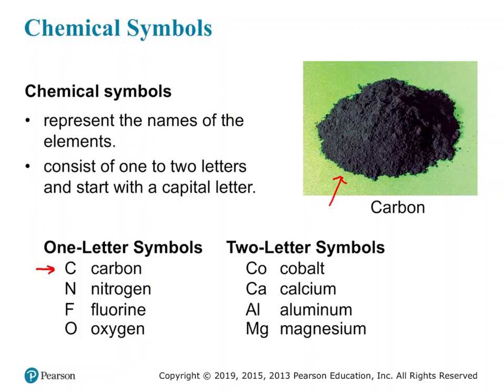Nitrogen has the symbol capital N, fluorine capital F, oxygen capital O. But then there are some elements that also start with similar letters, so we needed a way to differentiate them. So for instance, cobalt, instead of having just a capital C, is followed by a lowercase o. And then calcium also starts with a capital C, but is followed by a lowercase a. And then aluminum is Al, and magnesium is Mg.